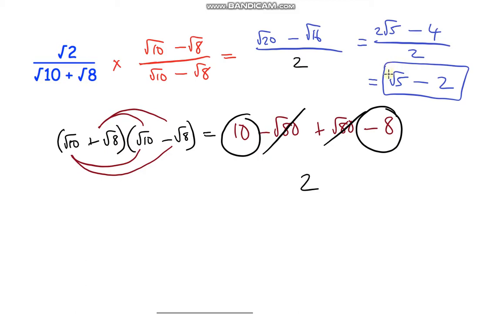Okay, I'm going to leave it there for now, but hopefully that gave you a good understanding of rationalising the denominator when we've got more than one term in our denominator. So it's a slightly different technique to that we saw when we only had one term in our denominator.